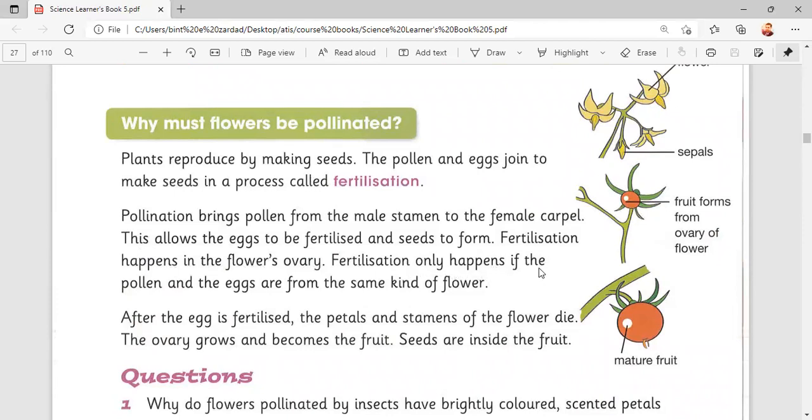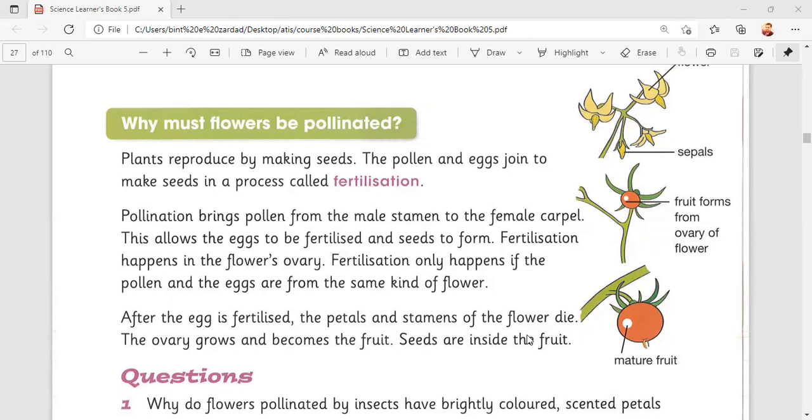After the egg is fertilized, the petals and the stamen of the flower die. The ovary grows and becomes the fruit. So we are watching the flower change into fruit on the plant. Inside, the fertilization happened, the male part and the petals die, and the ovary grows and becomes fruit.